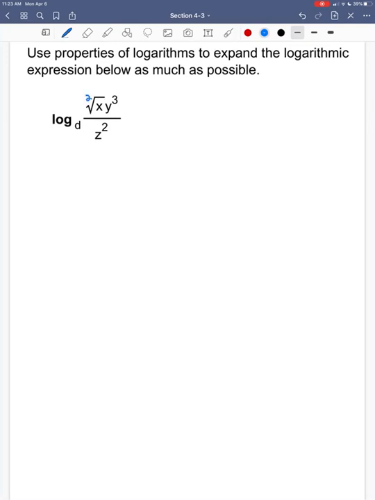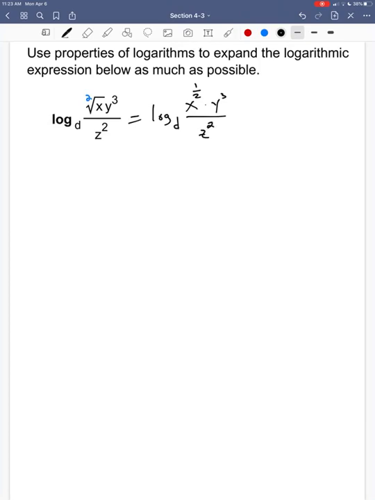So that's a square root of x. Remember, roots then, the index of the root, the little 2 there, becomes the denominator of the fractional exponent. So if I rewrite this, I'm going to have log base d. I'm going to get x to the 1/2 power. Remember, that's the same thing as the square root of x, times y to the 3rd power over z to the 2nd power.